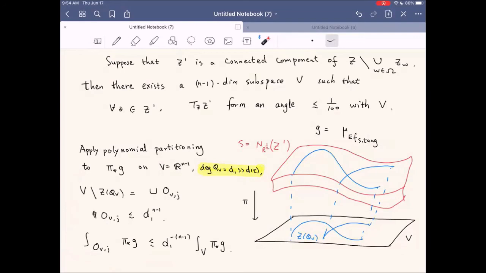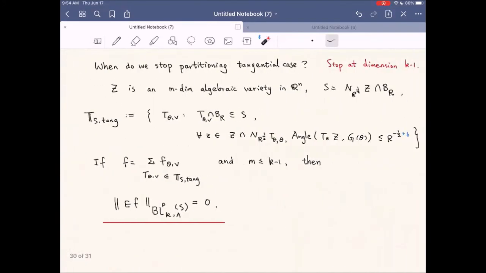And so we kind of have two types of iteration. One is within the same dimensional space, we keep polynomial partitioning until we arrive at a tangential case. And the second step is now we will need to apply a lower dimensional polynomial partitioning on the tangential case. And when do we stop? So here is when do we stop.